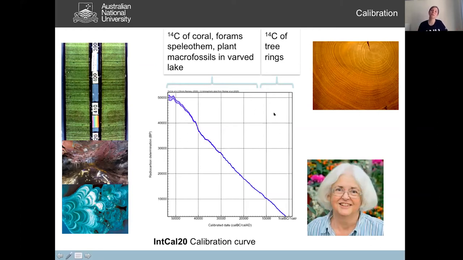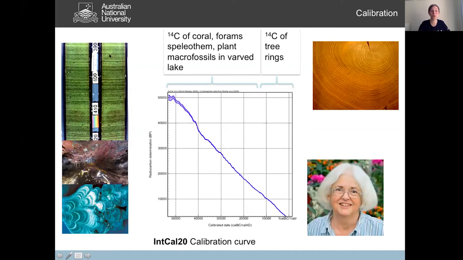Beyond that period, it becomes much more difficult to get good calibration records for radiocarbon. So beyond about this point here, the curve is not quite so secure and it changes, which is why it needs to be routinely updated every few years. At the moment, this part of the curve is based on things like lake records.